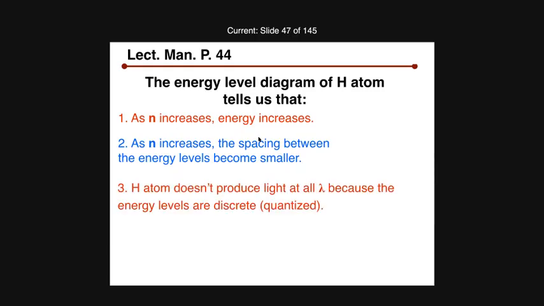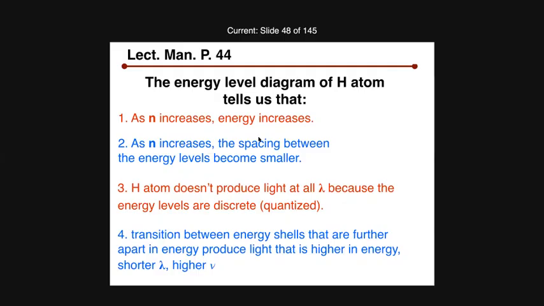And the hydrogen atom doesn't produce light at all wavelengths. It doesn't produce a continuous spectrum or all colors of light, because the energy levels are discrete, which means that they are quantized, right? The electron travels at only specific distances or specific energy levels. Therefore, it's going to produce only specific wavelengths of light. And number 4 is that the transition between energy shells that are further apart in energy would produce light that has a higher energy, a shorter wavelength and a higher frequency, which we already addressed when we talked about the different colors of the hydrogen atom, between red light versus the purple or the violet light color, right?